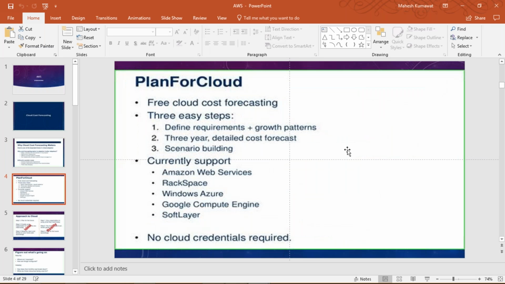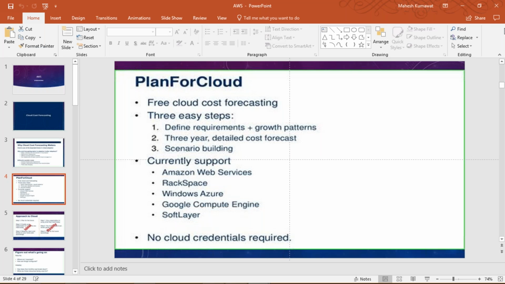Okay, so suppose you are working on the cloud and your company is going to migrate all the existing applications over to the cloud. What you need to do is free cloud cost forecasting. Three easy steps: define requirements plus growth patterns. Suppose your company has a requirement today, and after 3 years or after 5 years there's a different requirement. So you have to understand the growth pattern at the same time.